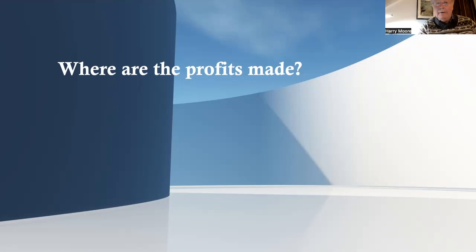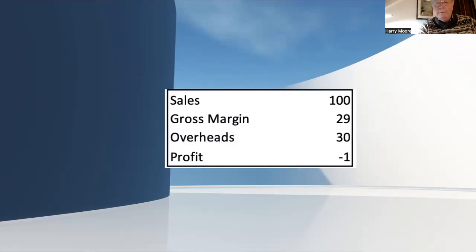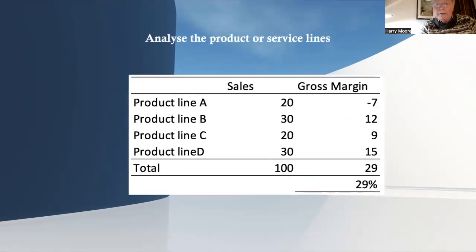So I'm going to go through a very simple mathematical example now. It is just a very, very basic model. So we've got a company that's selling 100. Gross margin is currently operating at 29, overheads of 30. So we've got a loss-making situation. It's a modest loss, but nevertheless, it is a loss. So we analyze the product line. And in this particular case, we've got four products. You can see from this particular model that product line A is actually not making any money.